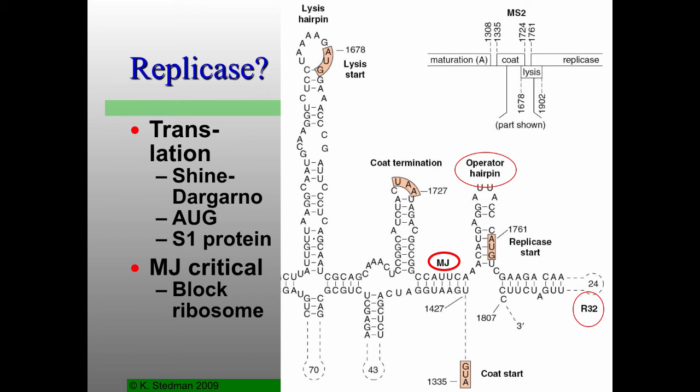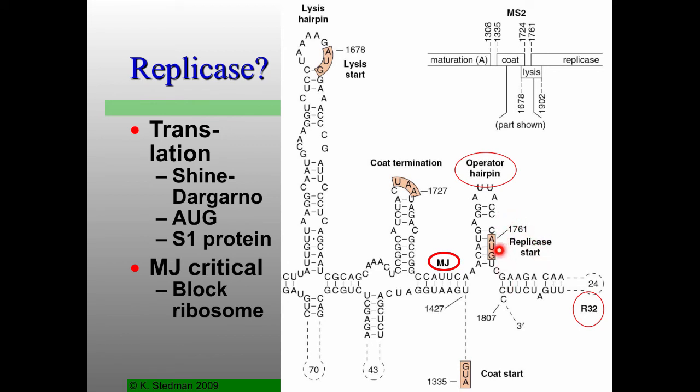It's regulated based on secondary structures. Secondary structures which will either allow the ribosome to associate and translate that piece of RNA, or secondary structures which will block the ribosome from making these particular proteins. And the best example, the best understood of these, really has to do with the amount of the coat protein, which starts over here, and the replicase protein.